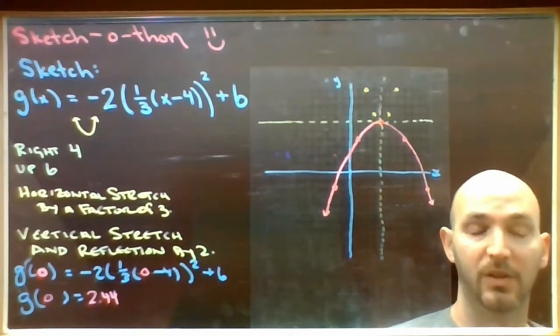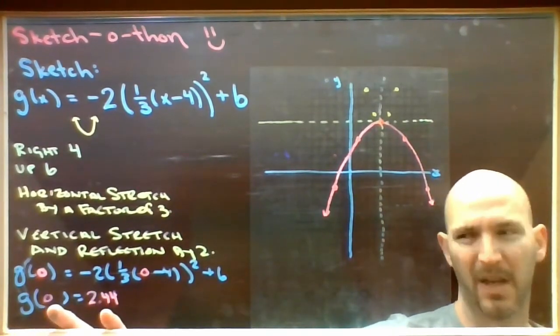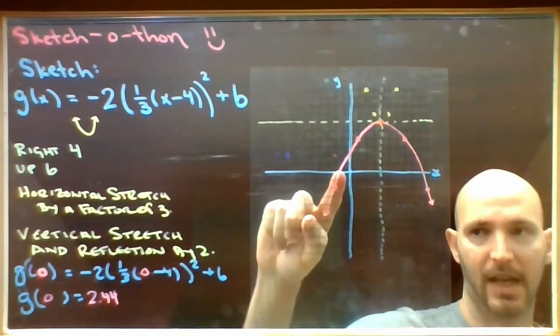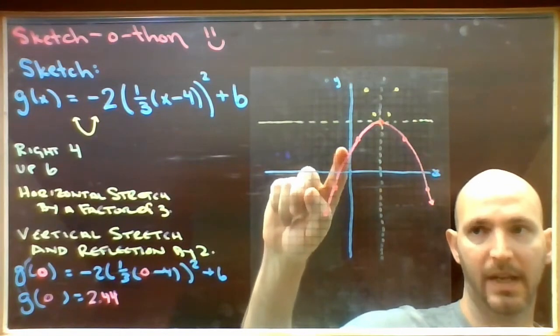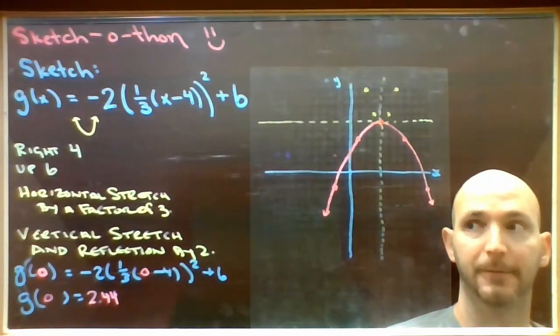So on the original untranslated axis, when x is 0, the y should be about 2.5. So finding 0 on that axis, going up 1, 2.5. That's exactly where I've got it. So I know that I've sketched this function correctly.